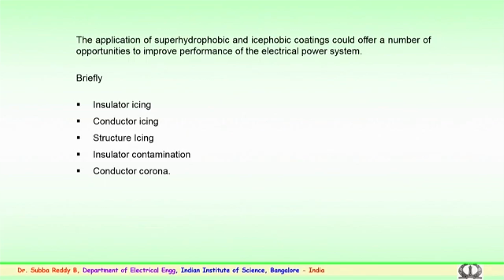So, these important issues have to be looked into, so that a necessary coating or better coating could bring down the issues mentioned here, like icing and conductor or insulator contamination, or the corona which is being generated because of these contaminations.